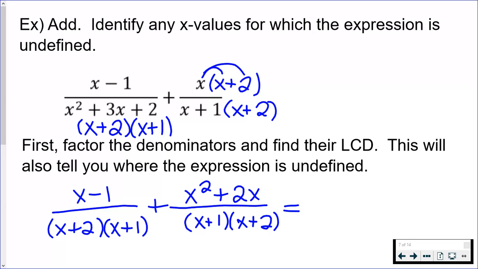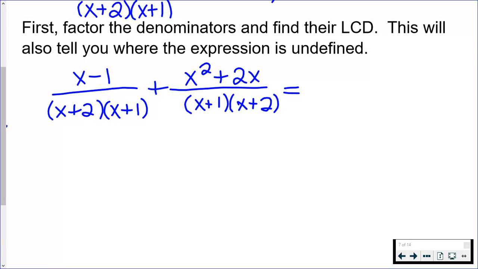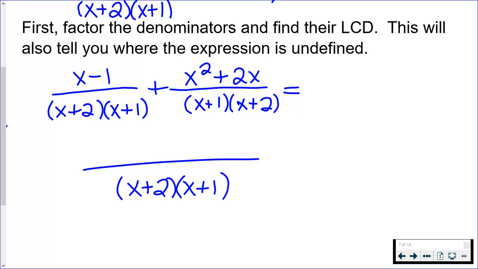Now that I have the same denominator, all I have to do is combine the numerators and I'm done. So if it helps, you can rewrite this. I'll do that right now. You can rewrite this as one huge expression. Because once you have a common denominator, all you have to do is combine your numerators. And so you can see that all I'm doing is adding my like terms in the numerator.